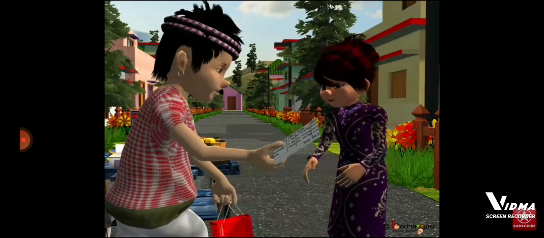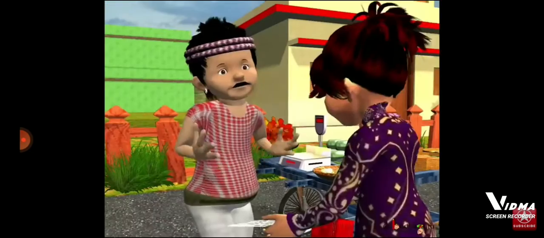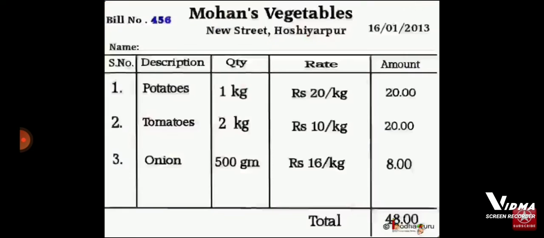We can easily make out the bill after our purchasing. And we have to follow that we have to take the bill for each and every purchasing. So the bill on the screen, you can see the shopkeeper who is sending me the bill. The name of the shopkeeper is Mohan's Vegetables, New Street, Hoshiarpur. This indicates that this bill belongs to Mohan Vegetables shop, which is in New Street, Hoshiarpur.